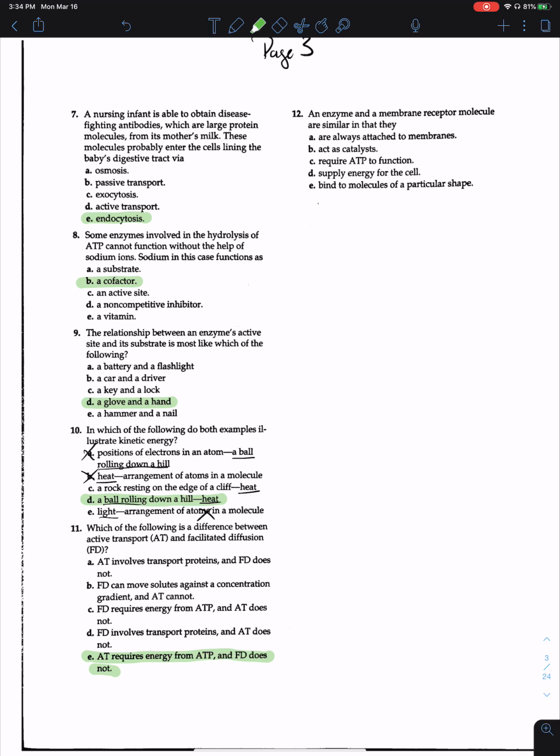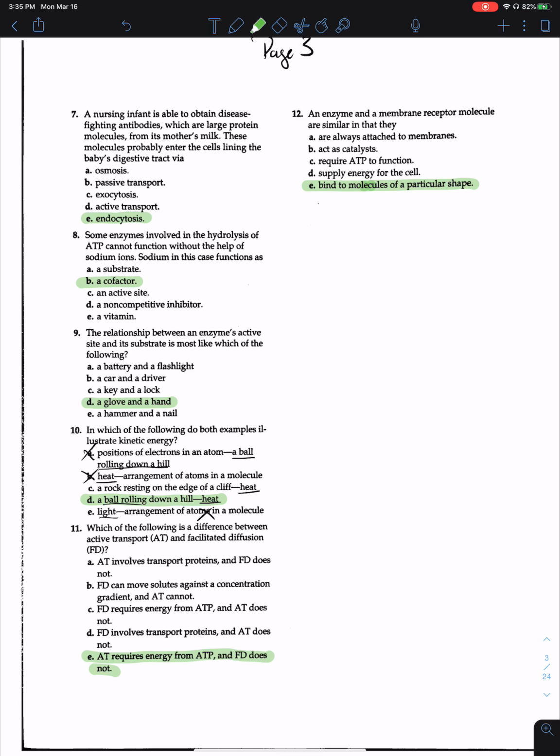And then finally, the last one here, for number 12, an enzyme and a membrane receptor molecule are similar in that they bind to molecules of a particular shape. Okay? They don't supply energy. They don't necessarily require ATP. Some do. Not always attached to membranes. They don't always act as catalysts. Enzymes do a lot more than that, right? But they do bind to molecules that have a particular shape. That's referring to the specificity of an enzyme that we've already alluded to a bunch of different times here.